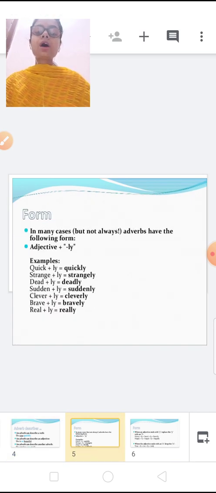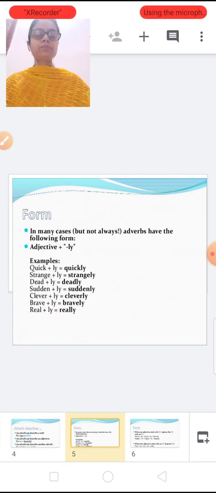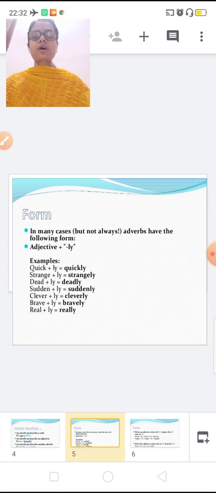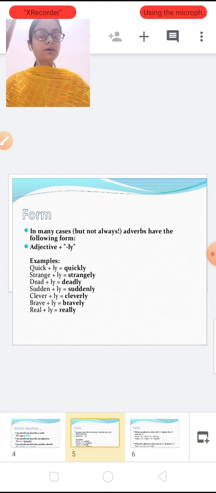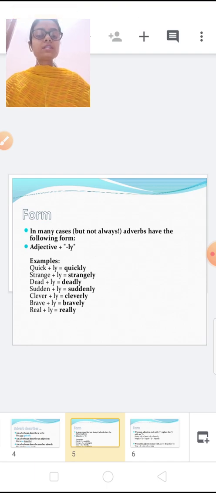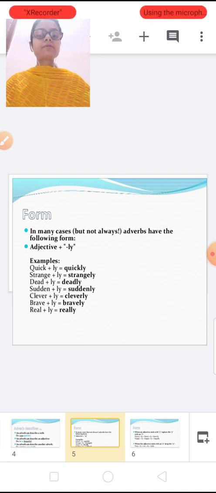Okay. Now, how is an adverb formed? If you want to form an adverb, how is it formed? There are simple and easy rules to form the adverb. First, in many cases but not always, adverbs have the following form.